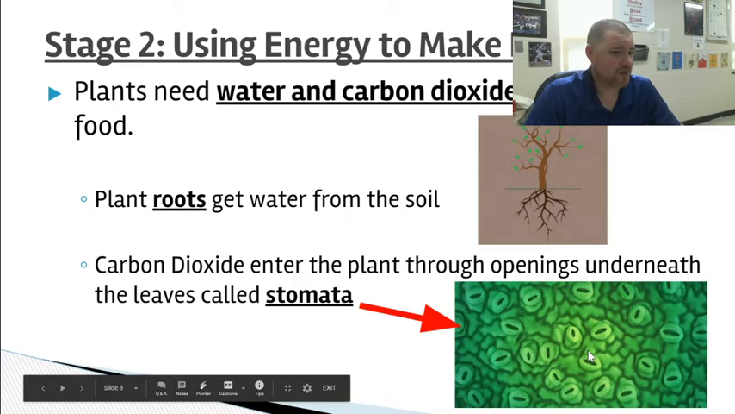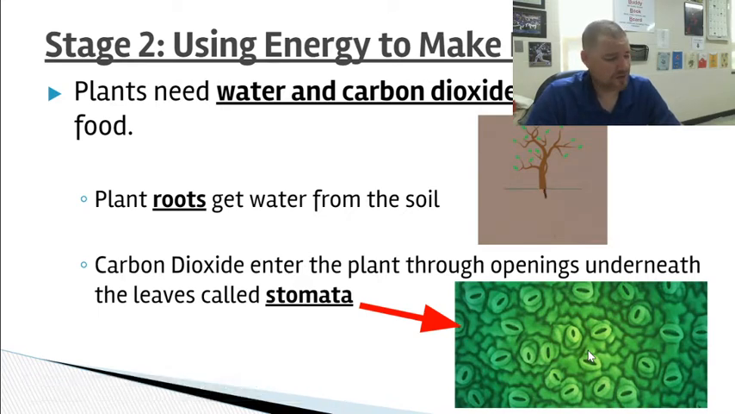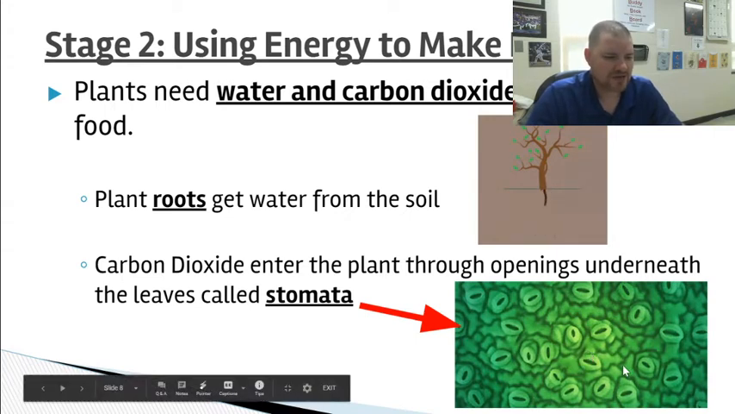Plants then get water and carbon dioxide in order to make their food. We need the other parts. The leaves take care of the sunlight, but we need other things to help with the water and carbon dioxide. The plant roots are in charge of getting water, usually from the soil, and carbon dioxide enters the plant through little openings underneath the leaf called the stomata. And that's a microscopic image of the underside of a leaf, so you can see all those little holes popping up all over the place underneath the leaf there.